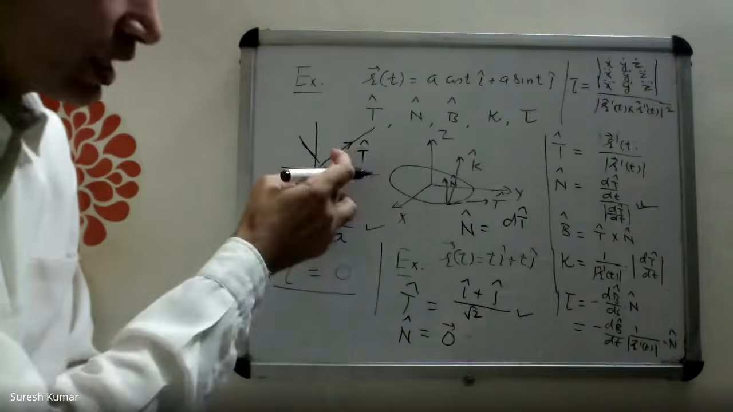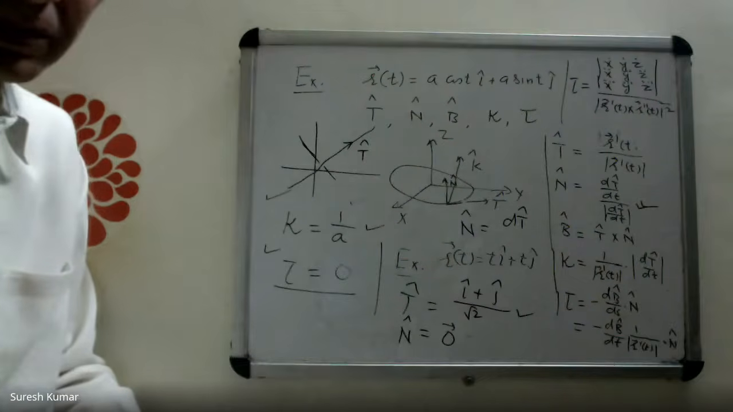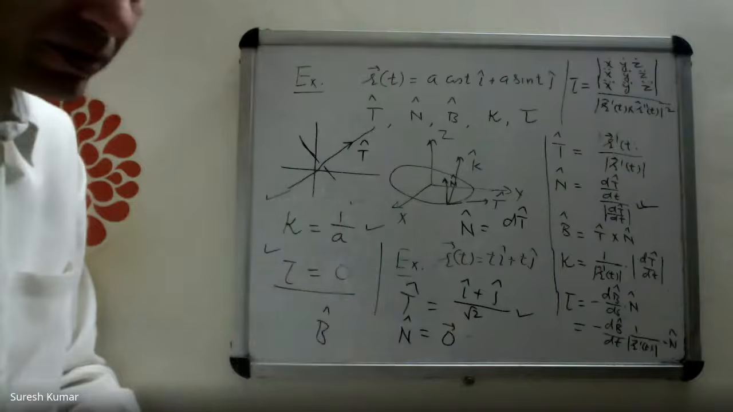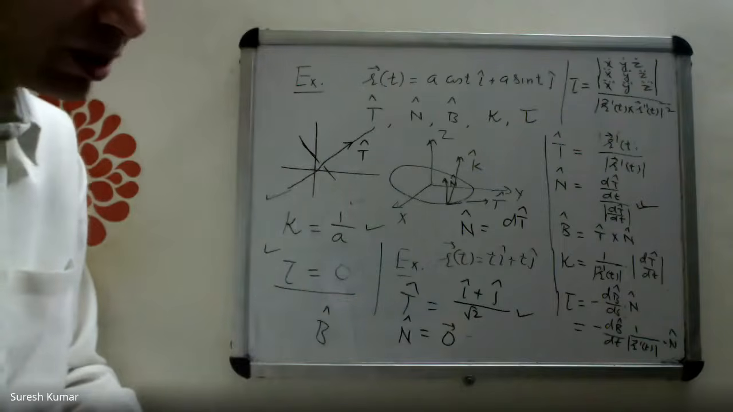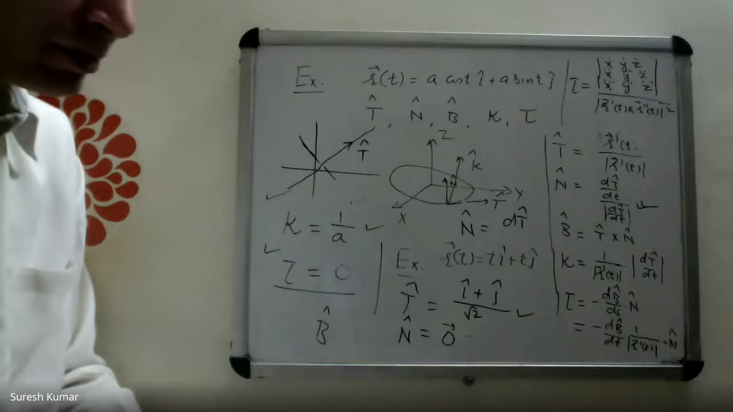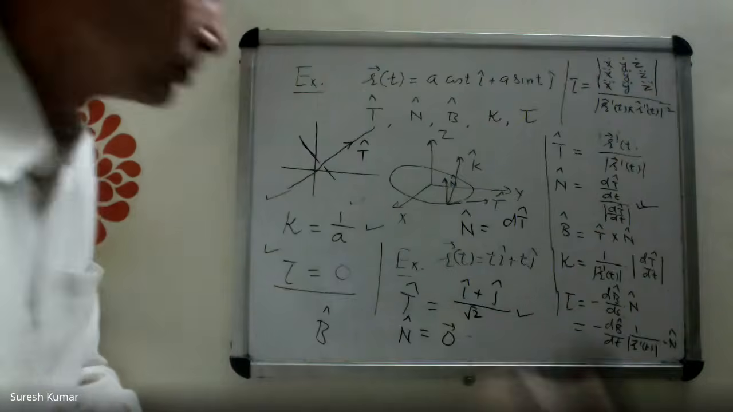Because T cap is not turning on this curve, so N cap doesn't exist. And when N cap doesn't exist, B cap also doesn't exist. So you cannot talk about torsion or something for a straight line. Okay, so hope you understand this point.